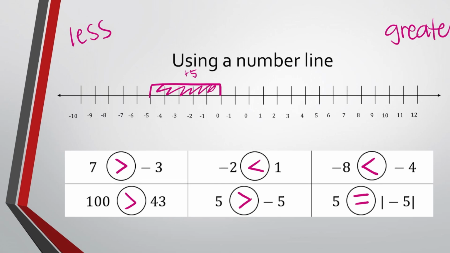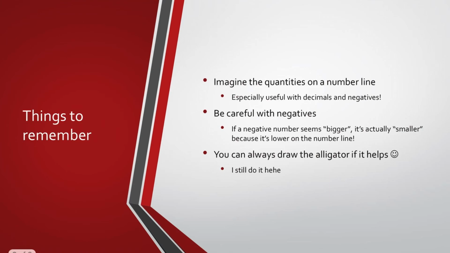So pause the video and make sure you understood how each of those worked, and especially that if something is more on the left side, then it's less, and if something is more on the right side, then it's greater. So some things to remember: use the number line. It's really helpful with negatives and with decimals. Even when I was in college, I would write number lines to help me envision where the decimals would end up. Be careful with the negatives. Like I said, just draw the number line. Honestly, it'll help you so much. And you can always draw the alligator if it helps. Sometimes I still do it because it's kind of fun to draw the teeth there.